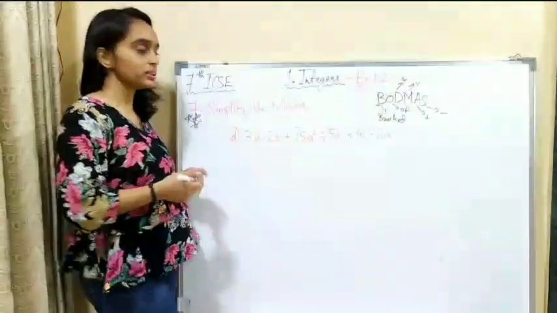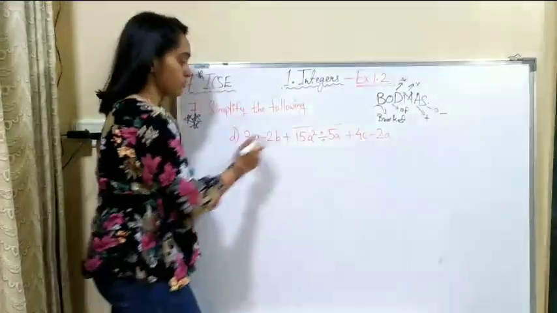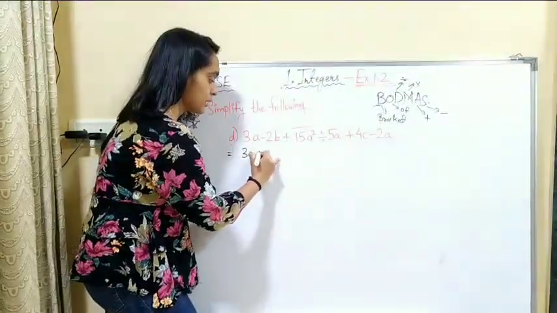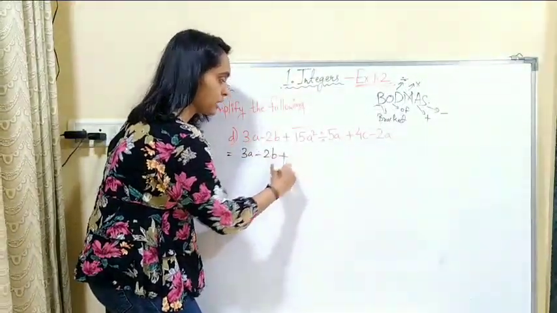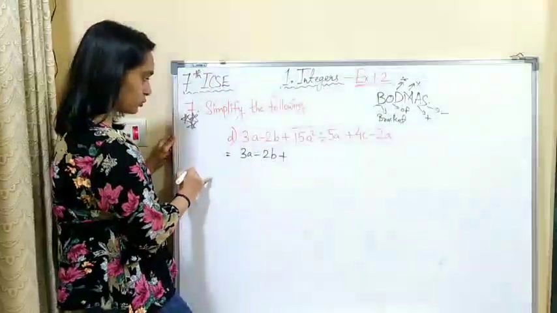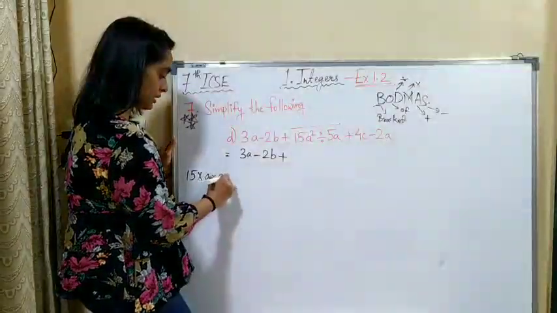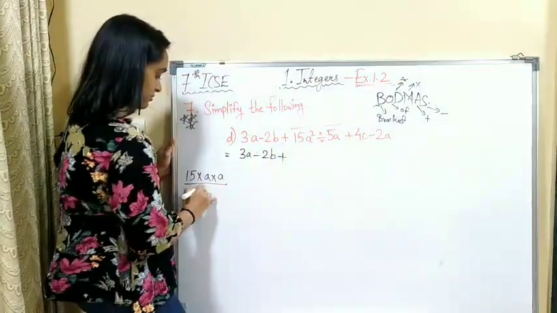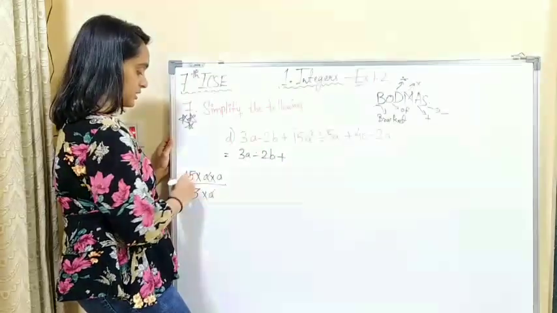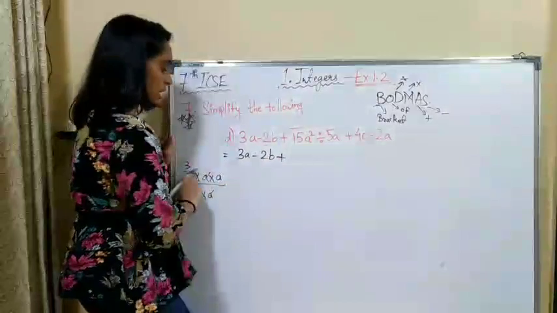Now the next question under simplification. Here first we have to solve the bar bracket. So the rest of the terms will remain as they are: 3a minus 2b plus 15a square divided by 8. So I will show you here. 15a square means what? a multiplied by 8 divided by 5 multiplied by 8. So your 1a goes off, and 5 3s are 15. So you get 3a as your answer.